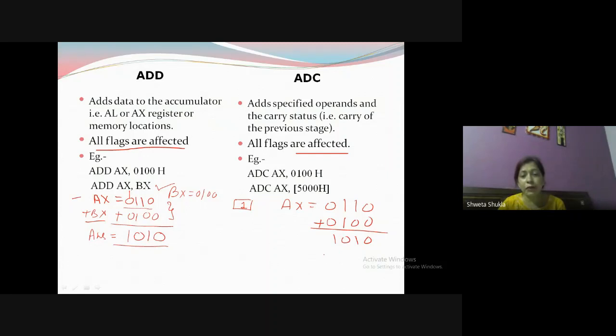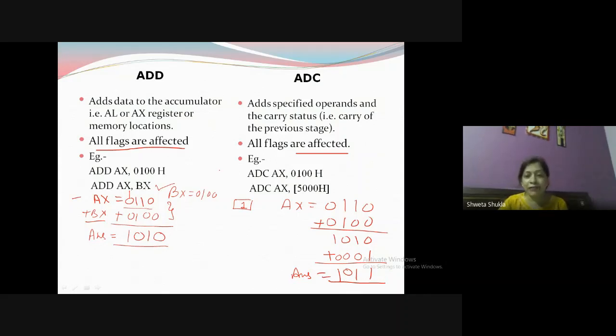But now what is going to happen? We will add one carry also here. So now the result becomes 1011, because when we add one carry, the last bits change and the result will become 1011. So in case of ADC, the final answer is 1011.